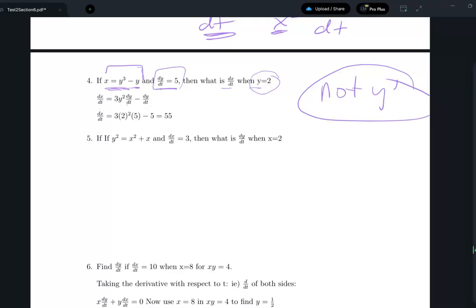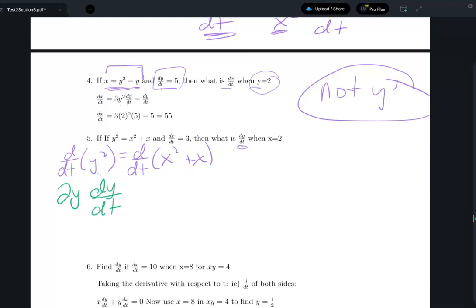Okay, so I want to find dy over dt. So I'm going to take the derivative. You don't have to write it every single time, but I'm just going to remind you what we're doing. We're taking the derivative with respect to t of both sides. So the derivative of this would be 2y dy over dt, because that's the derivative of the inside. Here I get 2x dx over dt plus, and then here derivative of x is just dx over dt.